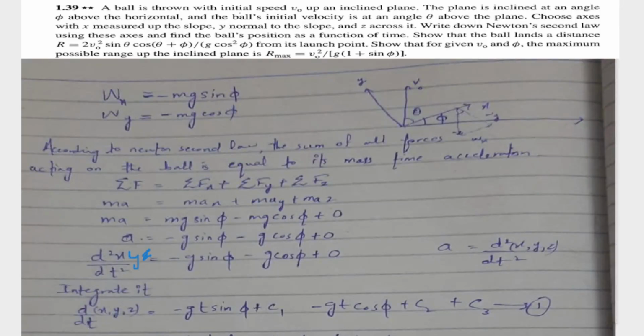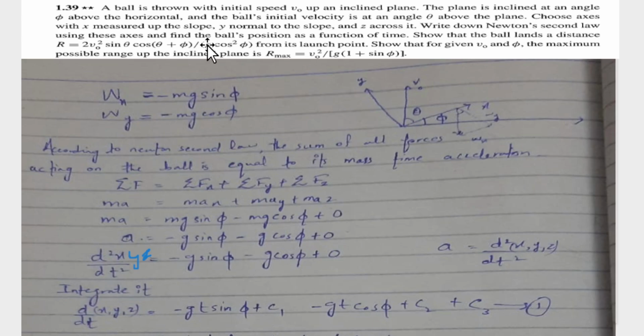Okay, this is our 1.39 numerical. It's quite long but easy. You can see there a ball is thrown with initial speed v0. It's a ball that is located at v0 and at angle theta. Okay, so this is the initial position.